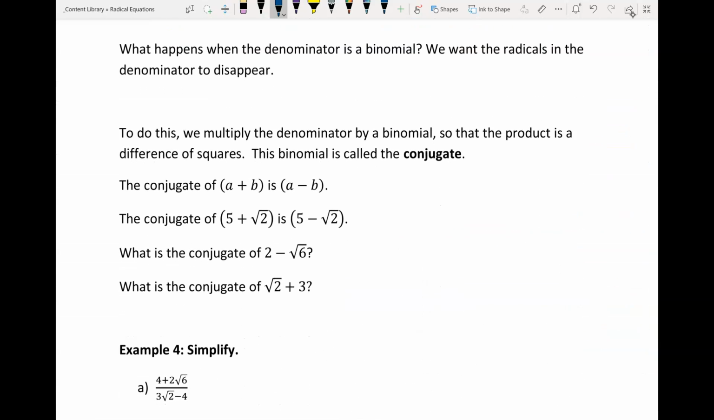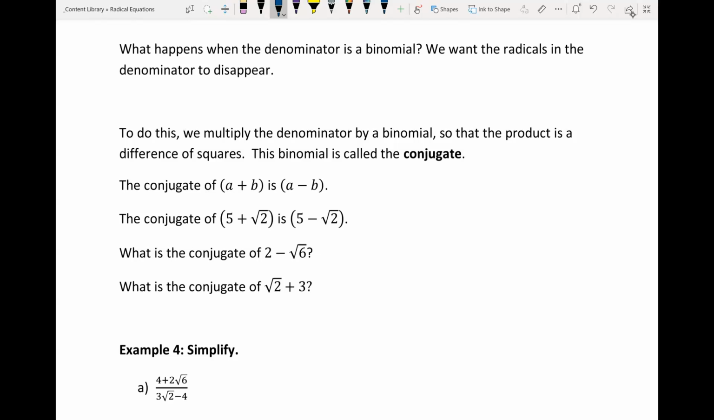So what happens when the denominator is a binomial? We want the radicals in the denominator to disappear still. So to do this, we multiply the denominator by a binomial so the product is a difference of squares. The binomial is called the conjugate. So for example, the conjugate of a plus b is a minus b.